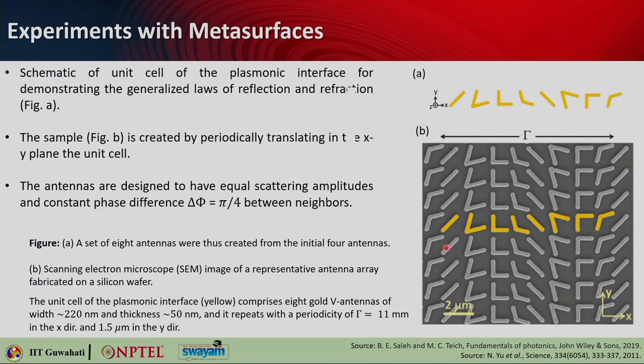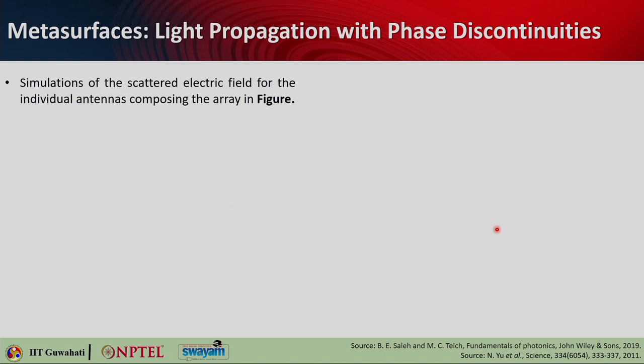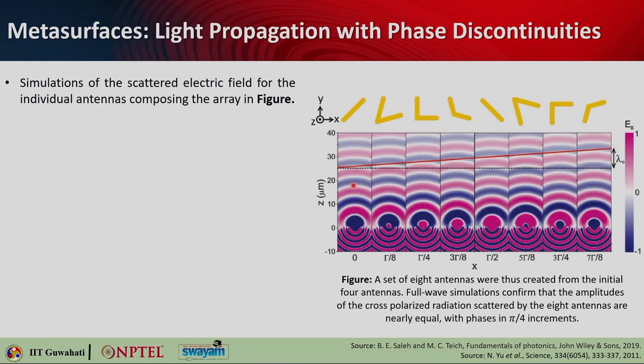So these antennas are designed in such a way that they have equal scattering amplitude. So, each of them will scatter the same amplitude, but they will have a constant phase difference of pi by 4 between the neighbors. From this one to this one, pi by 4 difference. From this one to this one, pi by 4 difference, and so on. So, let us see what is the purpose of doing this.